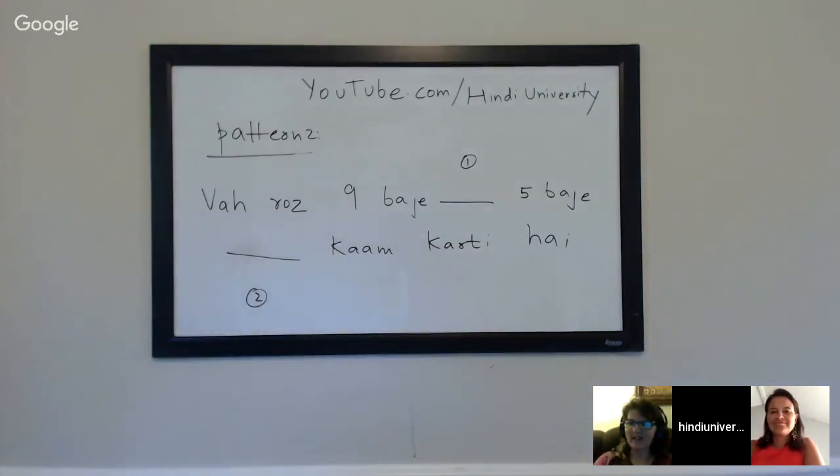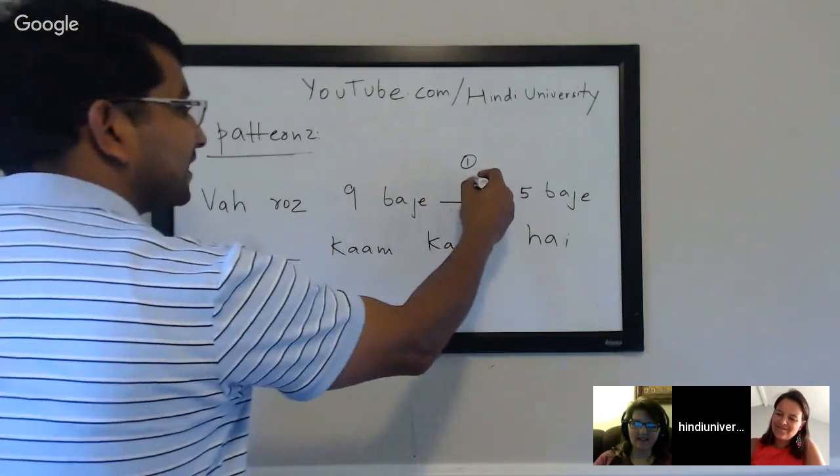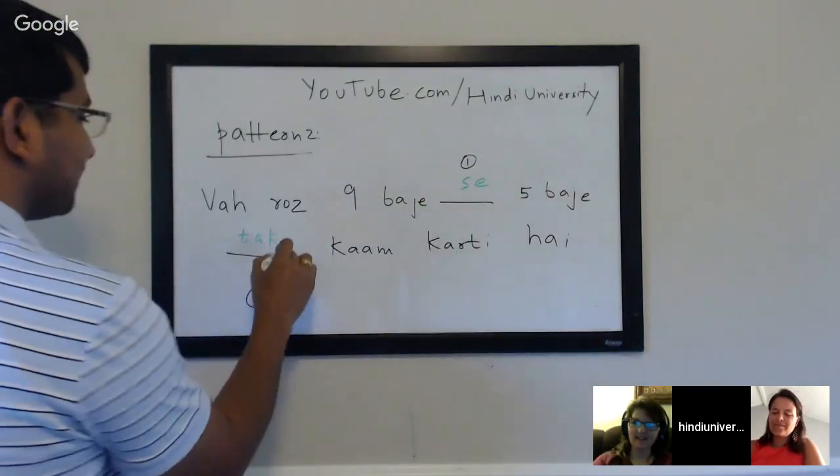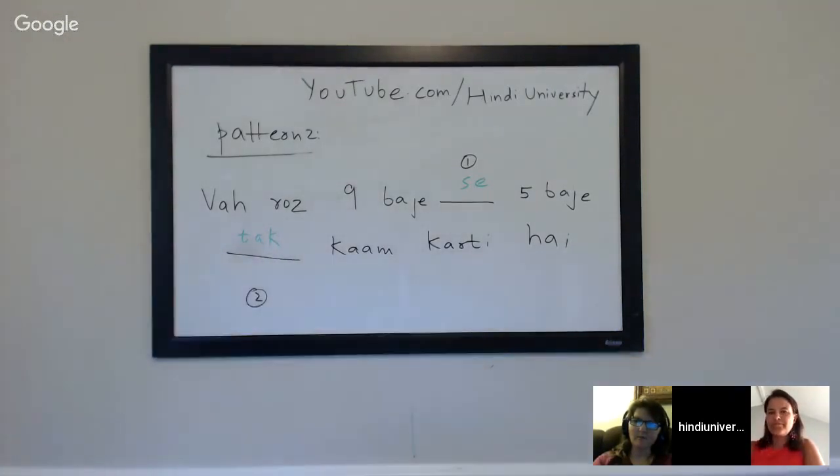Hello. Nobody say punch buddy talk. Very good. Why do you think the first one is se and the second one is tak? Meaning, from nobody. Okay. From 9 baje. That's very good. And then until punch buddy. Very good. Awesome. Thank you so much.